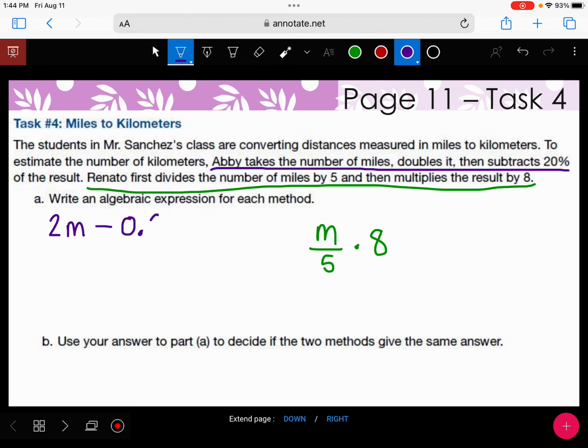Is she just taking away 0.2 or 0.20? 20% of what? Of the result of 2m. So it's 20% times 2m. She got extra with it.